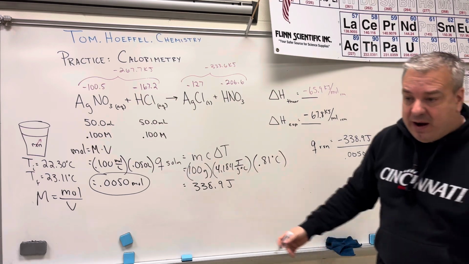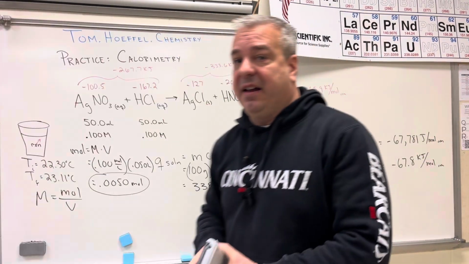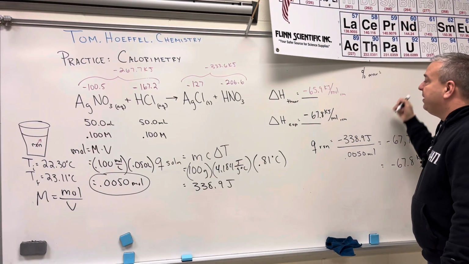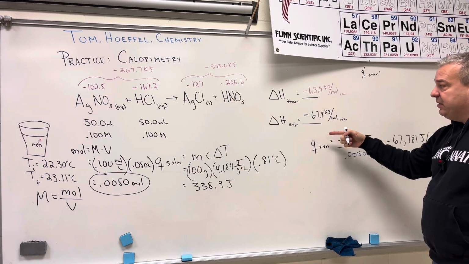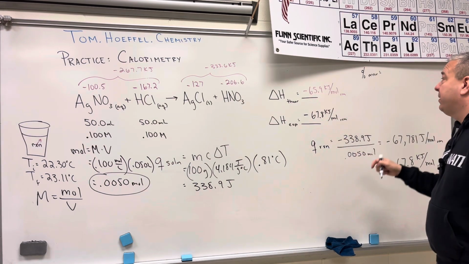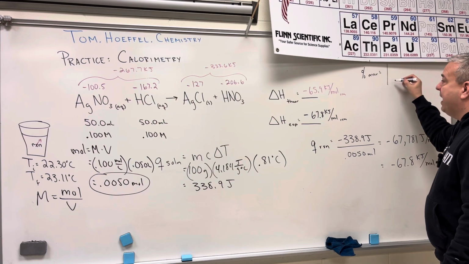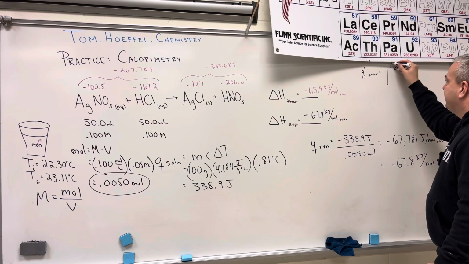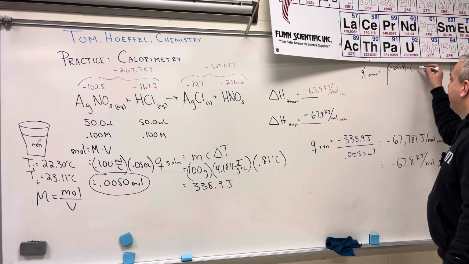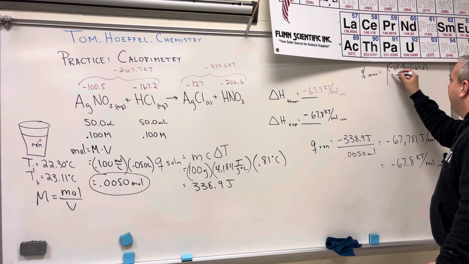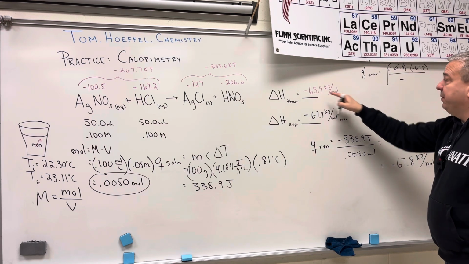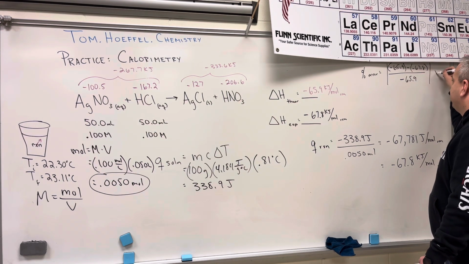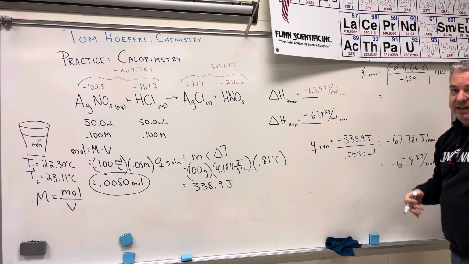Now, if we wanted to go a step further and calculate our percent error in our chemistry experiment, remember, you're always going to subtract these two and then divide by the theoretical value. So it's going to look something like this. In absolute values, negative 65.9 minus negative 67.8, divided by the theoretical value, negative 65.9, times 100, and this will calculate our percent error.